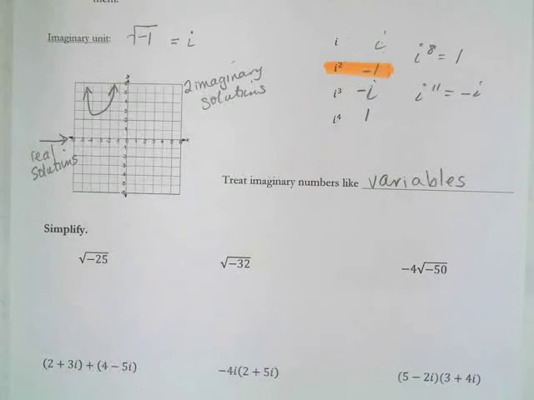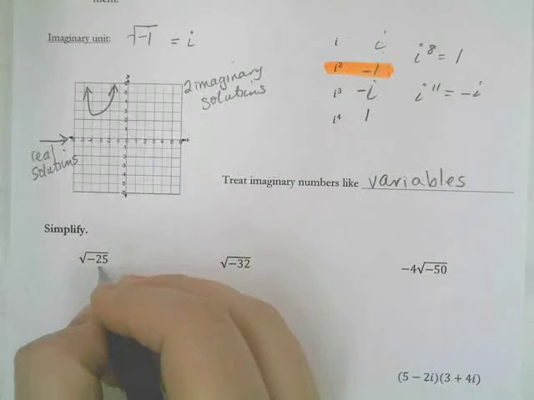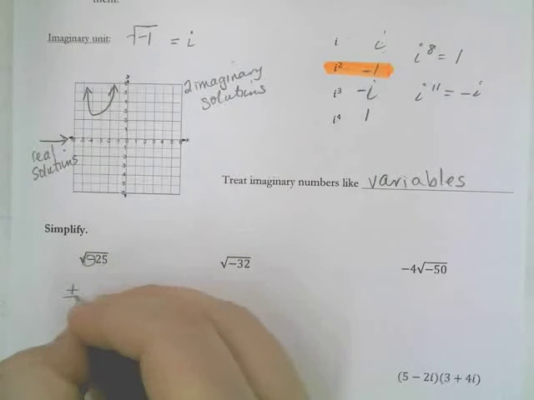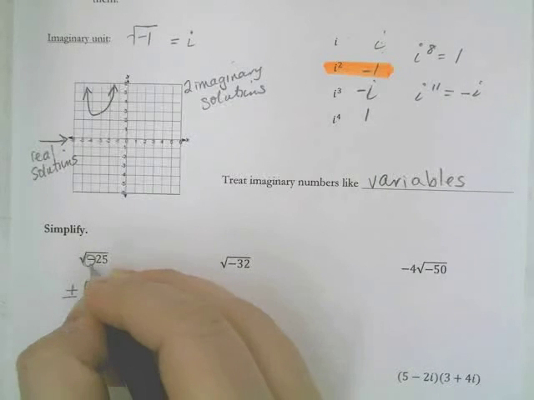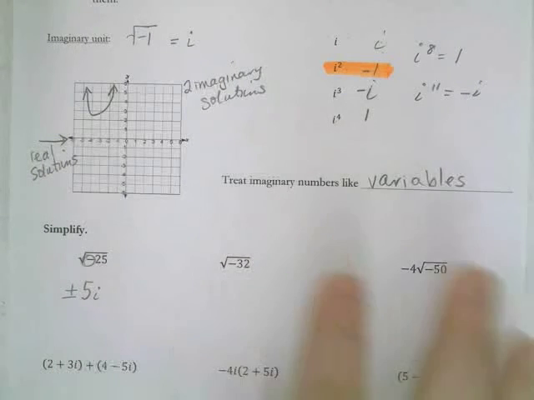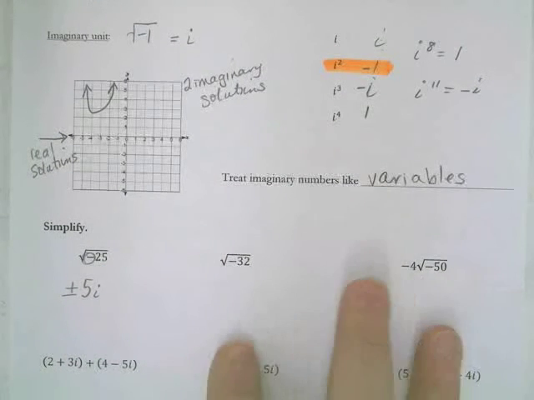Well, I know the square root of 25 is 5, but because I have a negative here, it becomes plus or minus 5, and whenever I take a negative out, it becomes i. So the square root of -25 is plus or minus 5i.